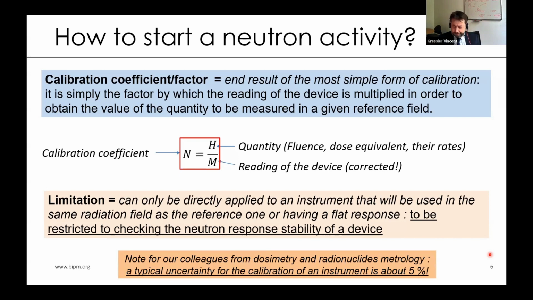Just a note now to all our colleagues from dosimetry and radionuclide metrology: the typical uncertainty for a calibration of an instrument is about 5%. So the best reference we can have is about a few percent. The calibration is of this kind of order, so don't be surprised if we are speaking about corrections of a few percent. That's usual in a neutron field.